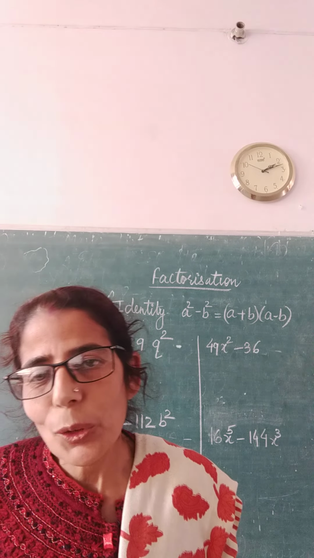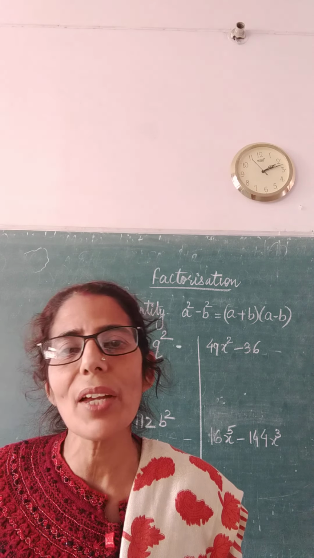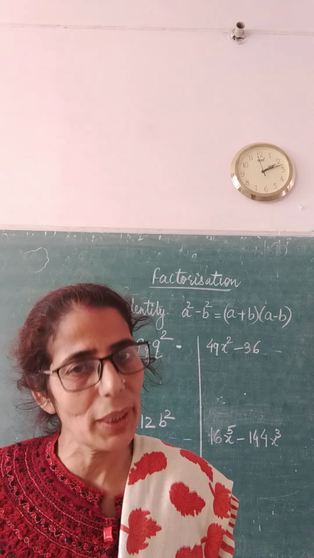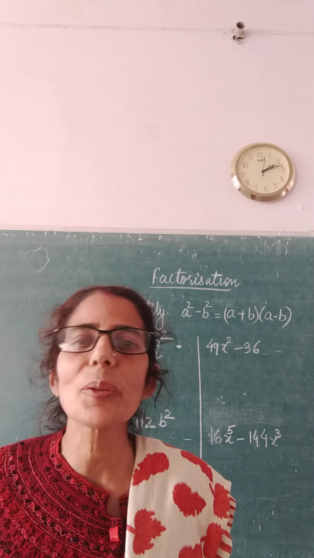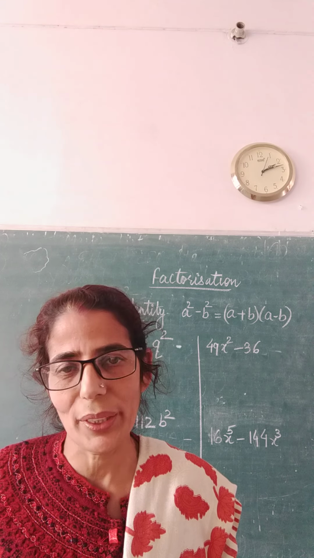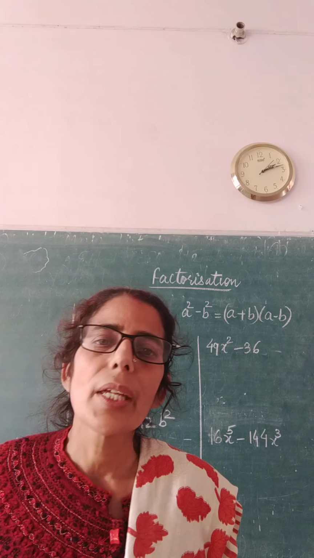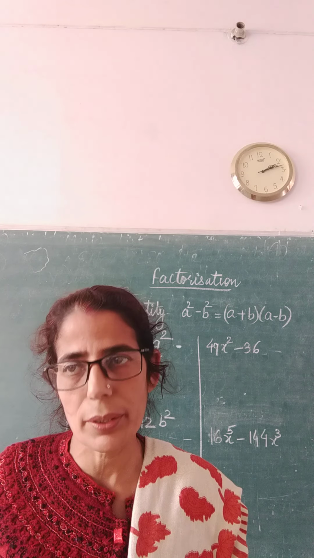We have done the taking common method of factorization, the regrouping method, and two identities: a square plus b square plus 2ab is equal to (a plus b) whole square, and a square plus b square minus 2ab is equal to (a minus b) whole square. Now we are on the third identity, that is a square minus b square is equal to (a plus b) into (a minus b).